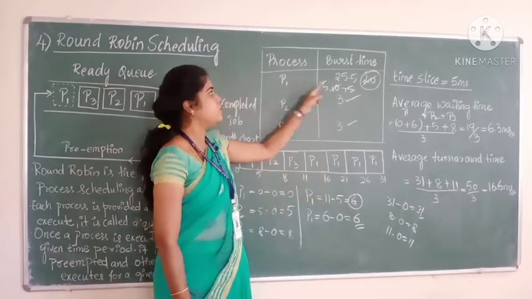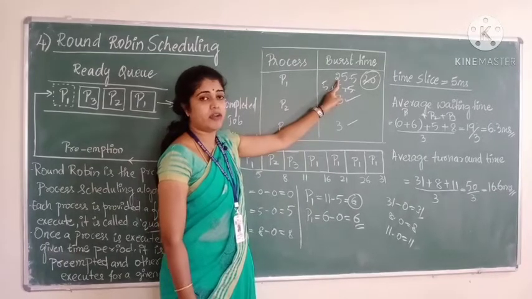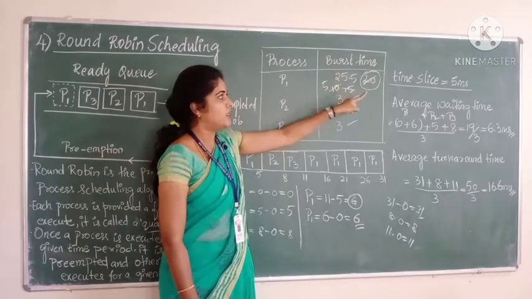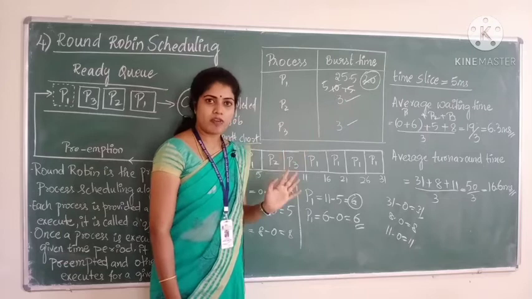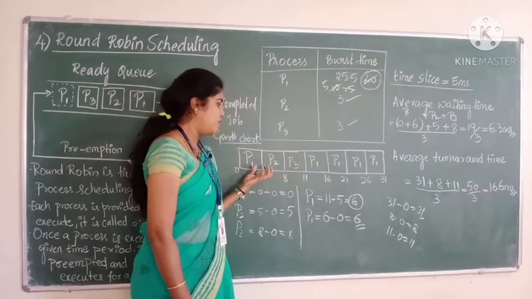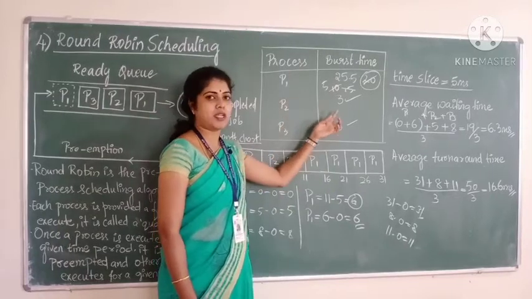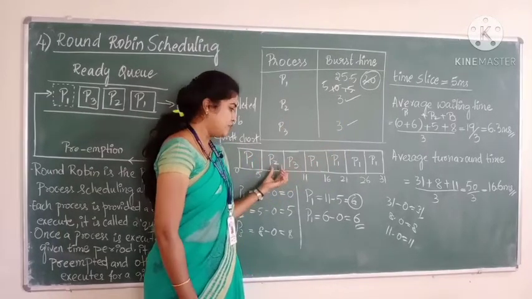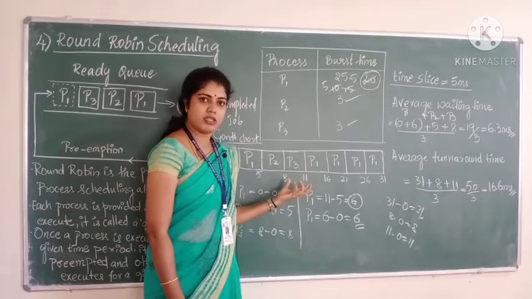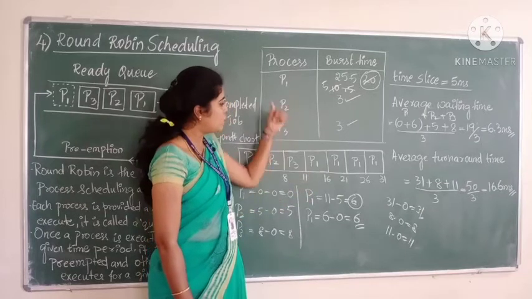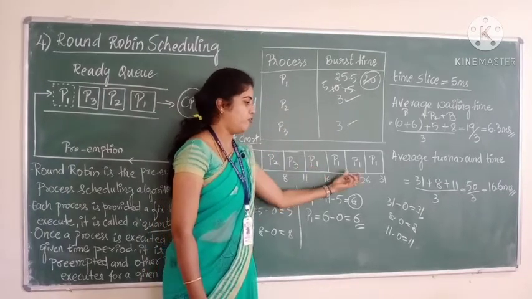Okay, P1 has 25 milliseconds as its burst time, and the given time slice is how much? Only 5 milliseconds. Because of that, P1 is divided into 5-millisecond parts. But P2 and P3 have less burst time, 3 milliseconds, and in the first attempt only, P2 and P3 will finish their execution. After that, only P1 is pending. It will be coming in 5-millisecond slices.